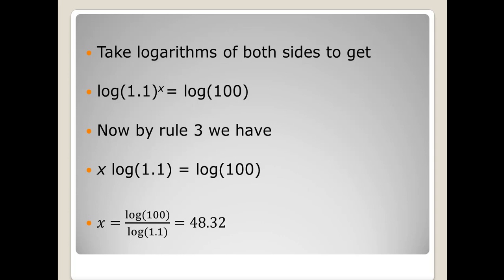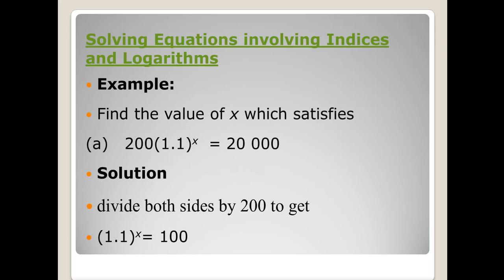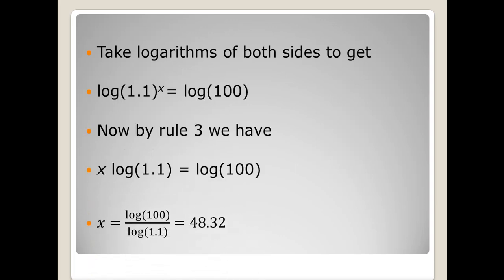Now, using your calculator, you will get this number, 48.32. So the value of x that will satisfy the equation is 48.32. Now, if you want to confirm whether your answer is correct or not, you go back to the original equation and substitute x by the value which we obtained just now. If you put x here and use your calculator, you will find the left side of this equation is equivalent to the right side of the equation, that is 20,000. So this is the way we solve this kind of question.